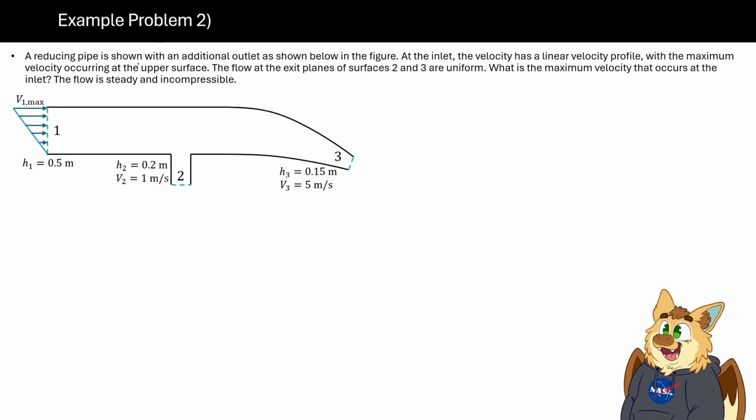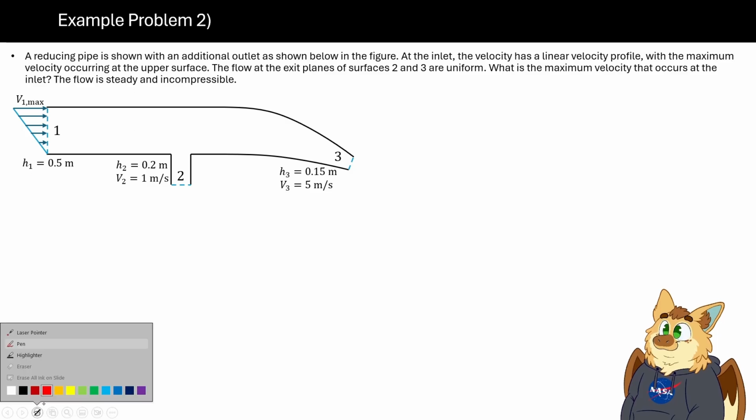So example problem 2. A reducing pipe is shown with an additional outlet as shown below in the figure. So we have inlet 1, outlet 3, and outlet 2. At the inlet, the velocity has a linear velocity profile with the maximum velocity occurring at the upper surface. The flow at the exit planes of surfaces 2 and 3 is uniform. What is the maximum velocity that occurs at the inlet? The flow is steady and incompressible.